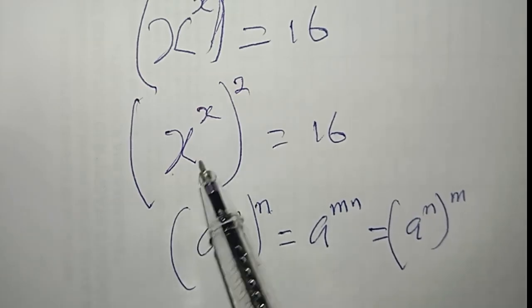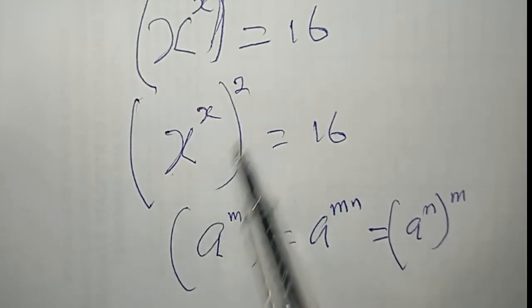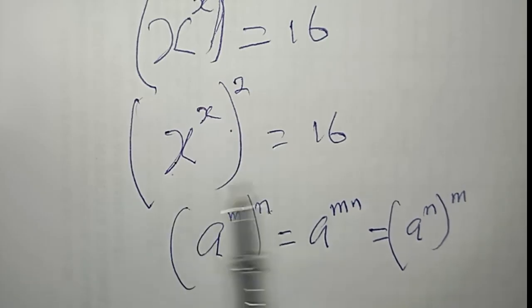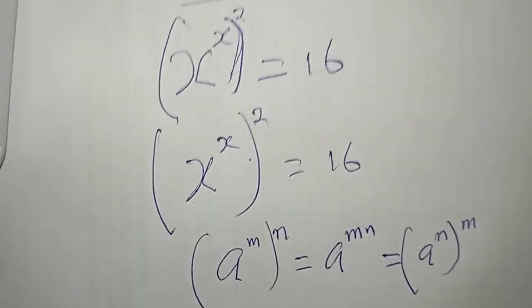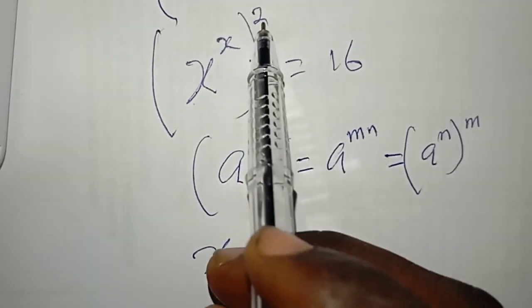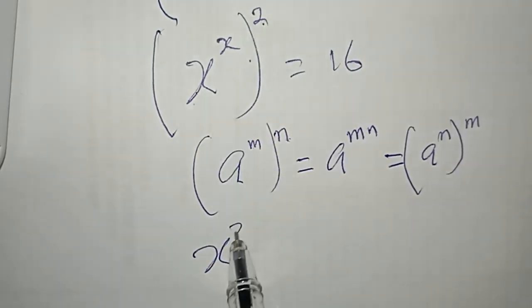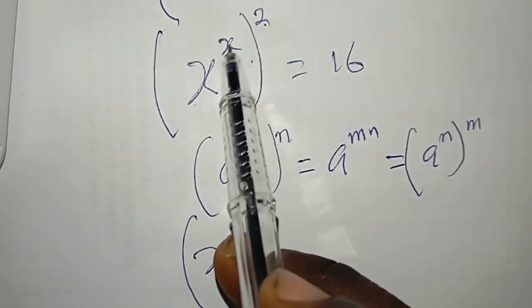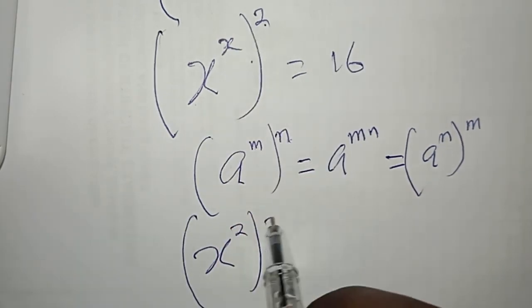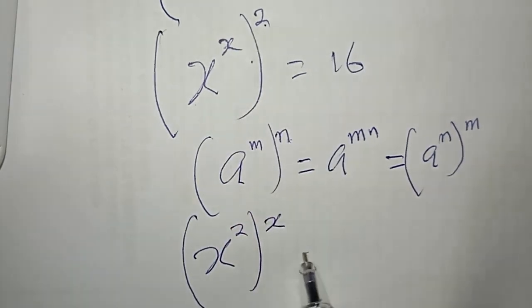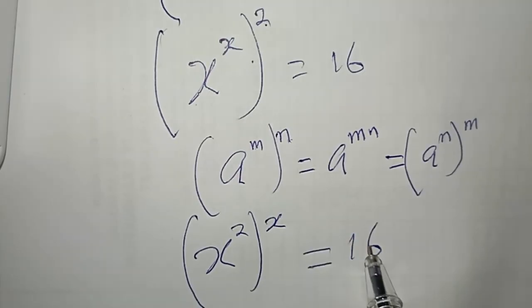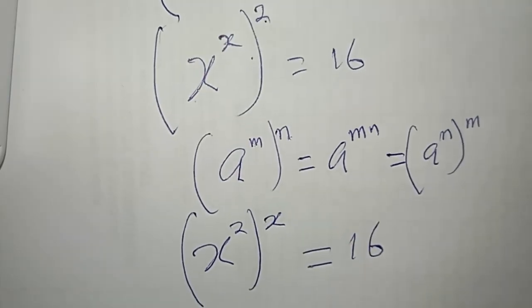So that is what I'm going to apply here, so that if I do that, what I'm going to be having here is x power, I'm going to bring in this 2, so x power 2 and then all raised to power x. So I'm going to bring out that x right there. And of course, it's equal to 16.